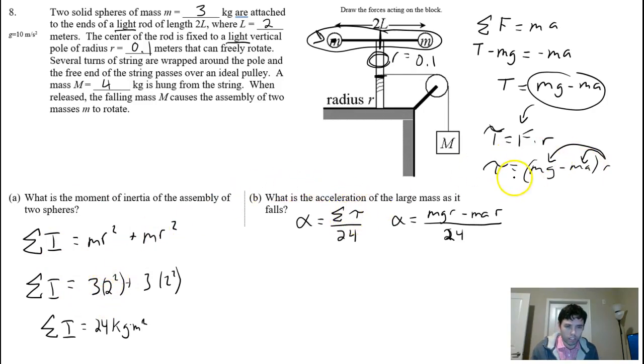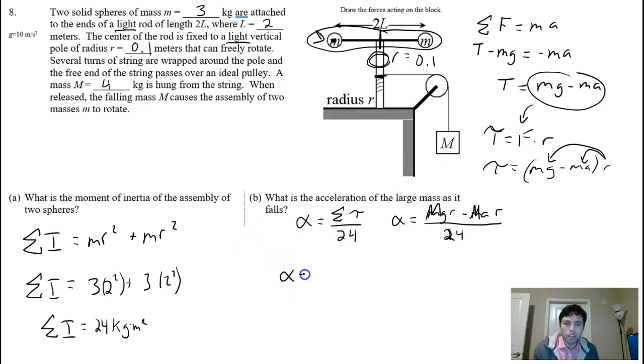So now our r is going to be 0.1. That was the radius of the vertical pole. Okay, and now we can start plugging in some numbers. I should have written big M here, because this is the mass of this block, which is 4 kilograms. So now I'm going to plug in my numbers.